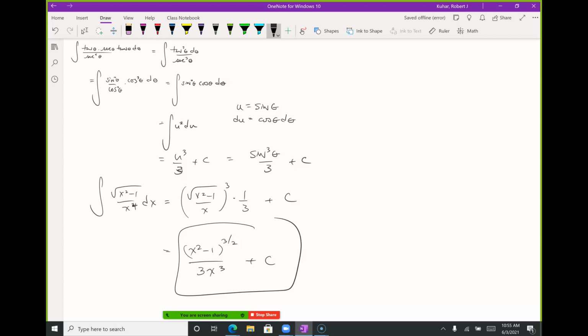What's nice about these is it's a nice little quotient rule review, right? You take the derivative using the quotient rule and see if you get back to the original. So let's definitely try one of those on your own.